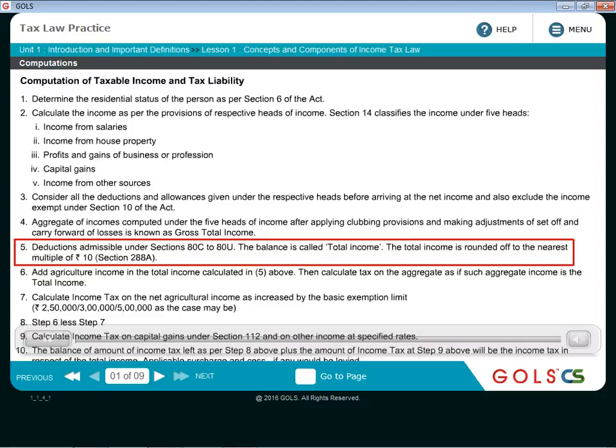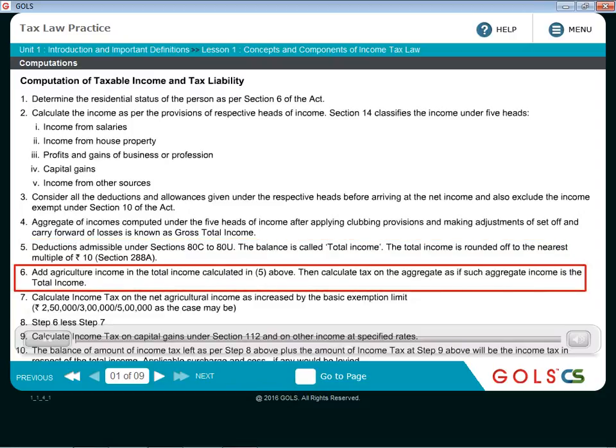The next step is we have to consider the agricultural income of the person, if any. Till step 5, whatever income is determined is considered as non-agricultural income. And if the person also has agricultural income, then we will add that back to the non-agricultural income. This will give us the total income of the assessee including agricultural income. So we need to calculate tax on this total income, and this tax will be compared with the tax calculated in the next step.